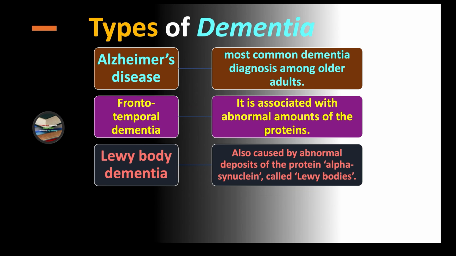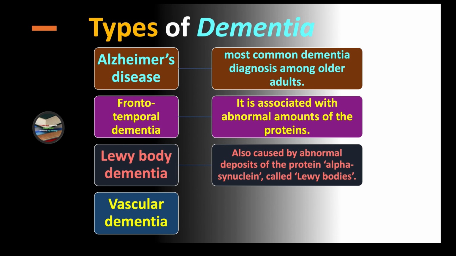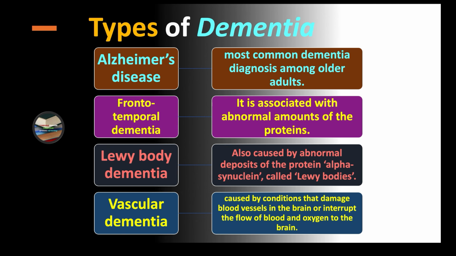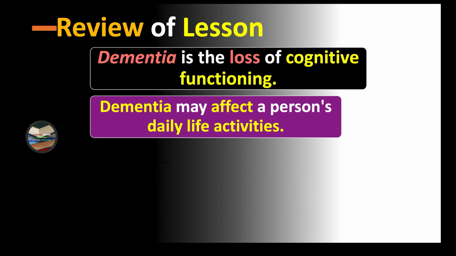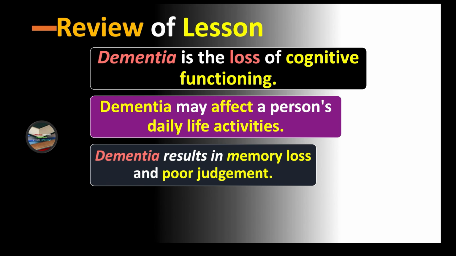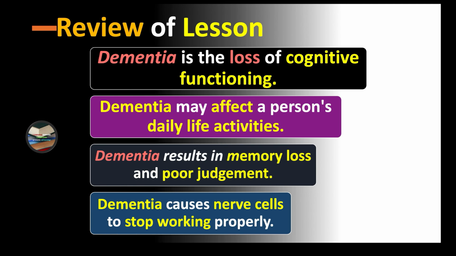alpha-synuclein called Lewy bodies. And the last one is vascular dementia. It is caused by conditions that damage blood vessels in the brain or interrupt the flow of blood and oxygen to the brain. Let's review the lesson. Dementia is the loss of cognitive functioning. Dementia may affect a person's daily life activities. The next point is dementia results in memory loss and poor judgment. Dementia causes nerve cells to stop working properly.